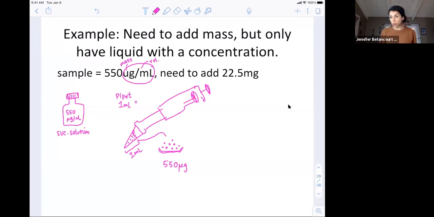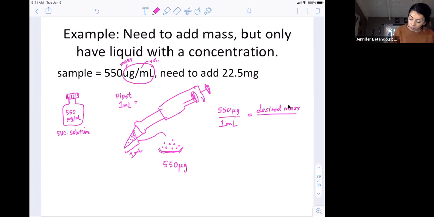So if you took 2 mils, you would take 2 times 550. If you took 10 mils, you would take 10 times 550, and you can work the other way too. Okay, so what it means is that for every 1 milliliter of liquid, you are actually taking with your pipette or measuring out 550 micrograms. Sometimes you don't want exactly 550 micrograms. Sometimes you want a different amount so you have your desired mass.